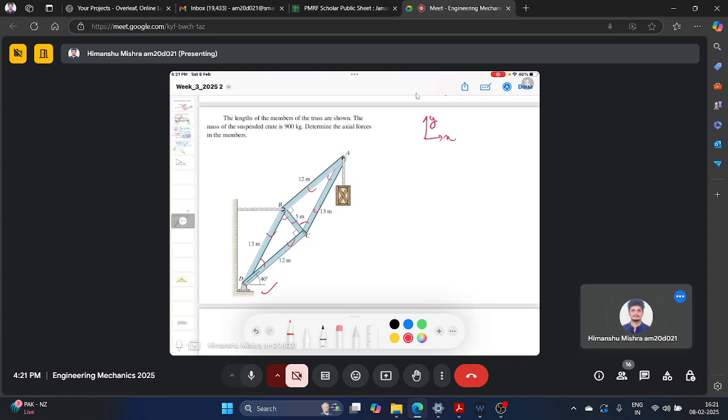So imagine this is the coordinate system. You can see none of the members is in the x or y direction, which means you have to take the component of each member. For that you need angles like this angle, then this angle, this angle. So before solving the question by method of joint, let's calculate the angles so that it is convenient for us to solve for each joint.